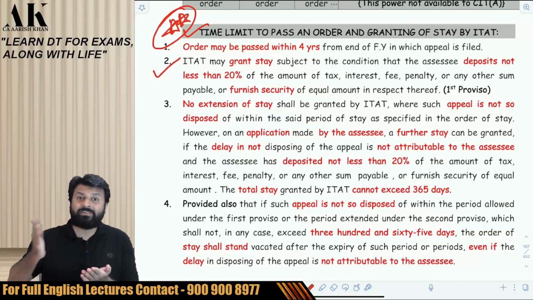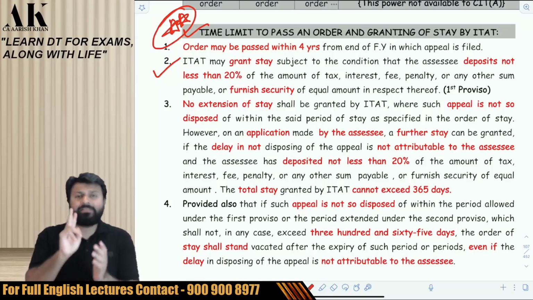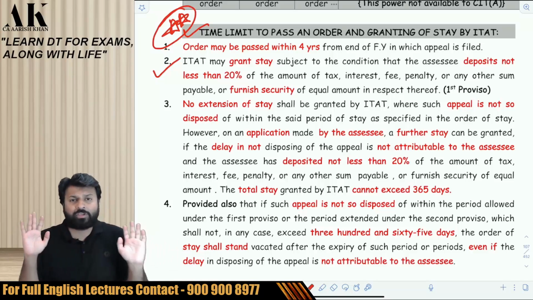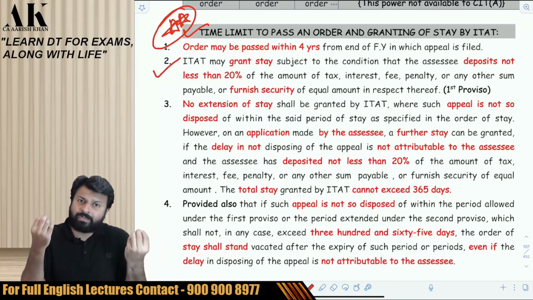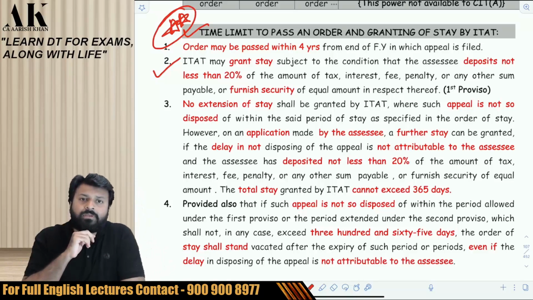But if there is a stay granted by the tribunal, it can grant stay provided the assessee pays at least 20% tax or furnishes an equivalent amount as bank guarantee or security. Then the tribunal can grant stay also. And in that case, the tribunal has to pass an order within 180 days. It has to pass an order within 180 days.